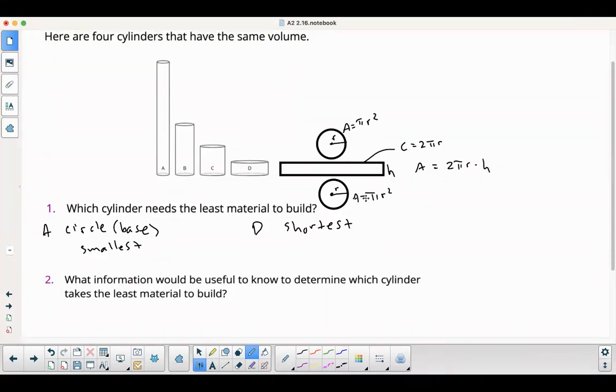So basically the total surface area is pi r squared times 2, because I have two circles, plus the area of the rectangle, which is 2 pi r times h. So I guess what would be useful would be the radius and height.